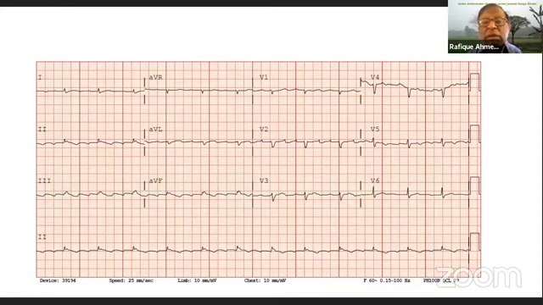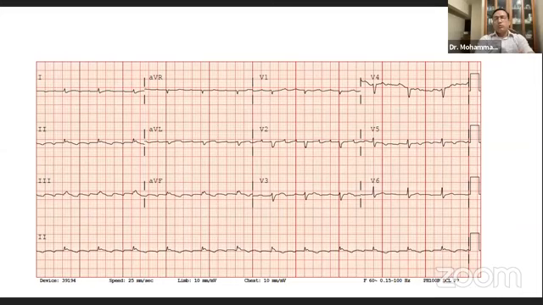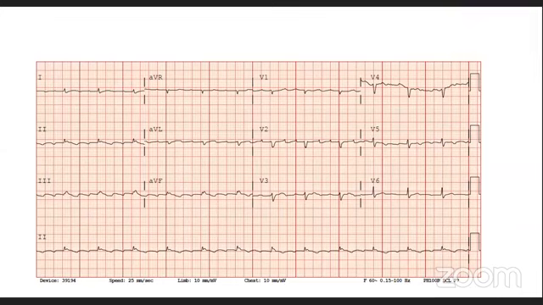What about the P in lead 2? Sir, in lead 2, the P waves are directed downwards. These are negative P waves.